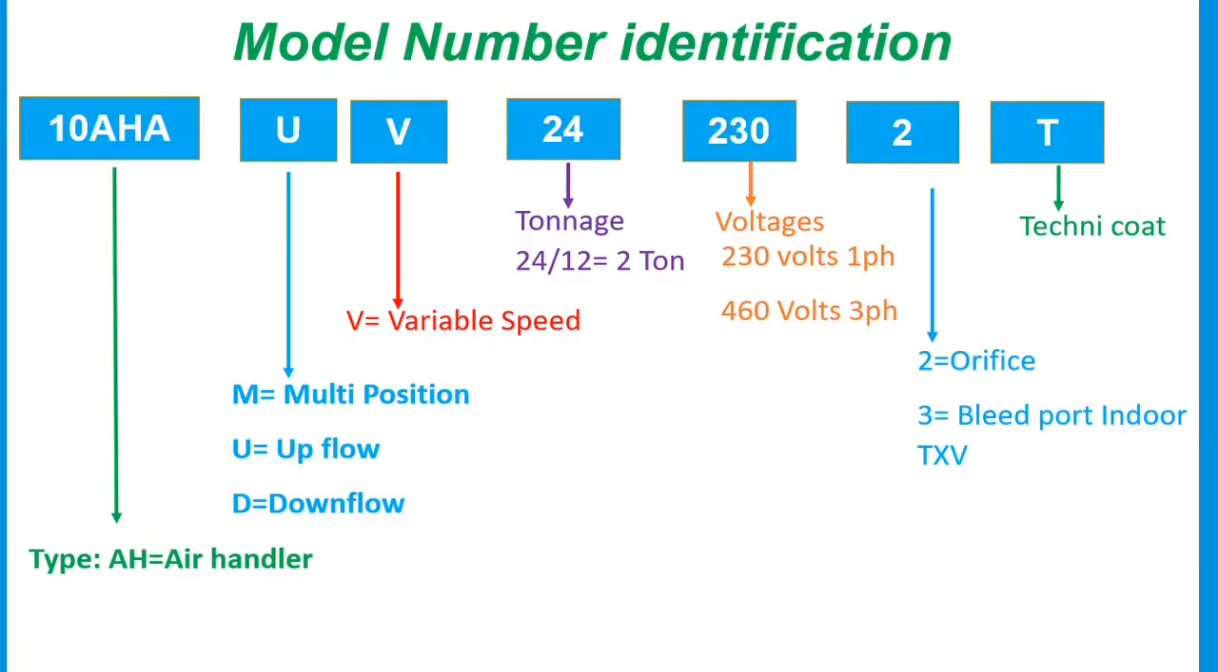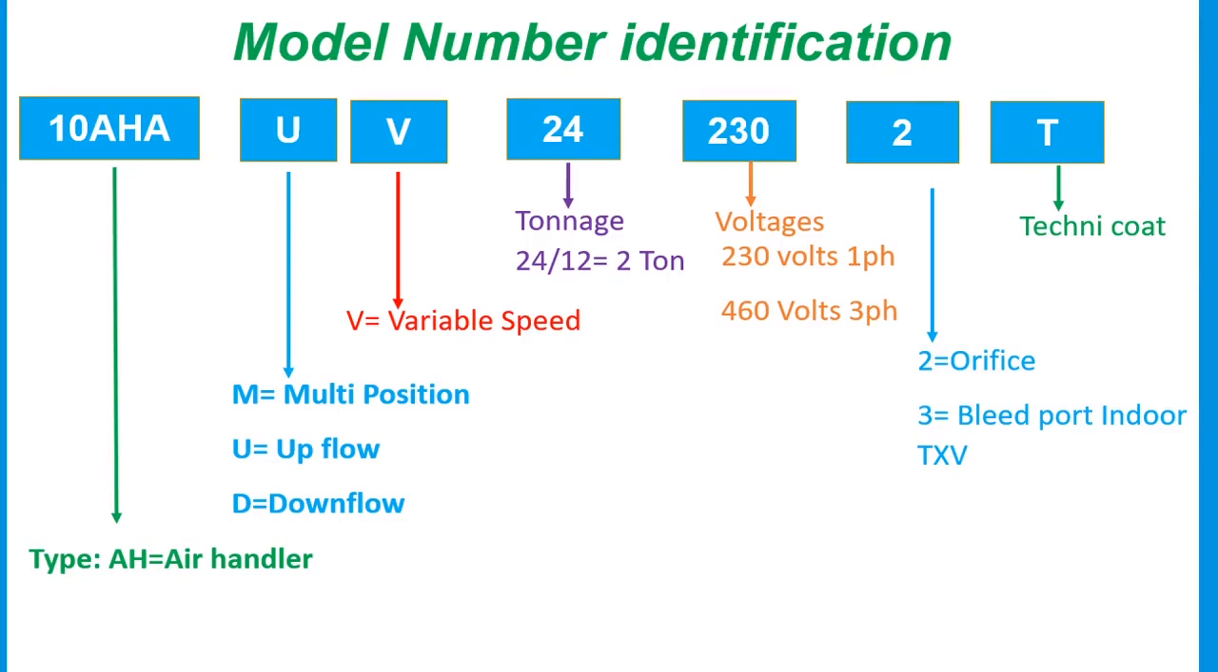10 AHA is the type. AH stands for air handling. U stands for upflow. D stands for downflow. The next letter is V. V stands for variable speed.